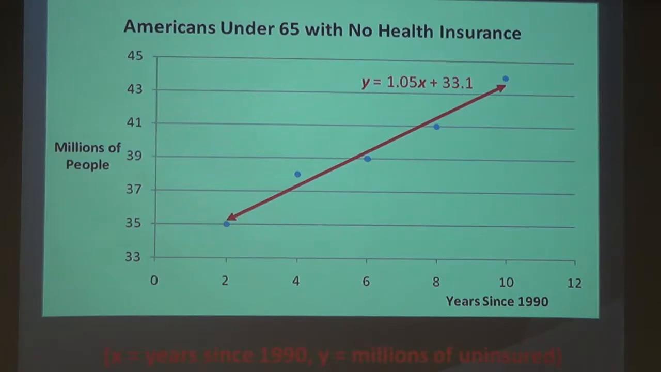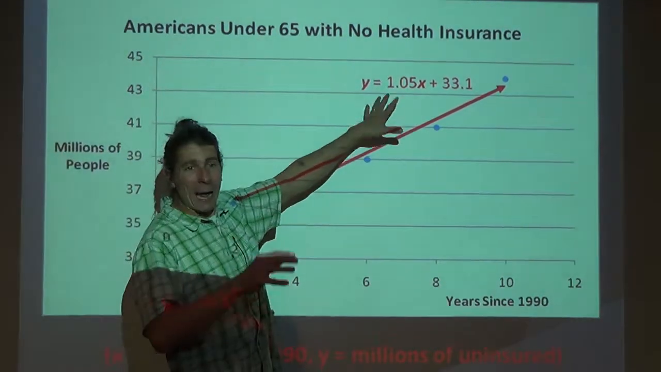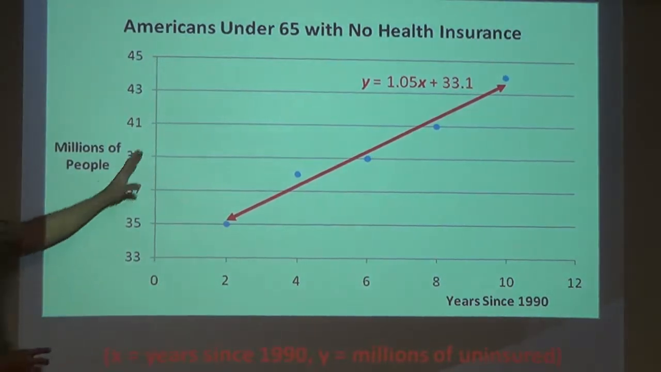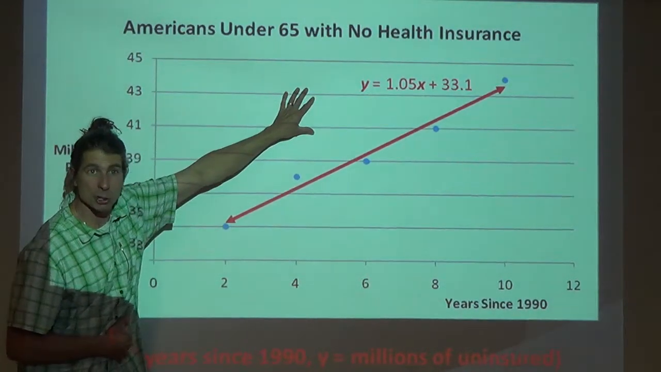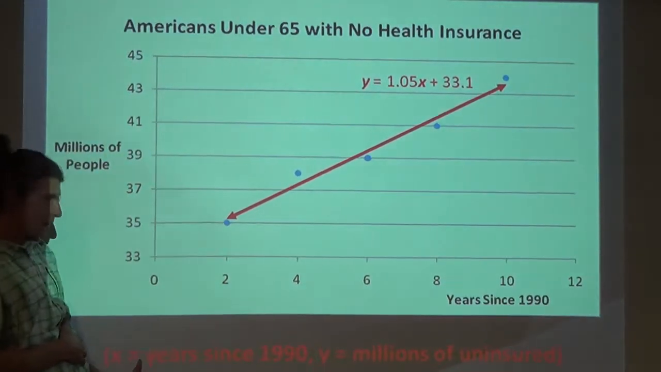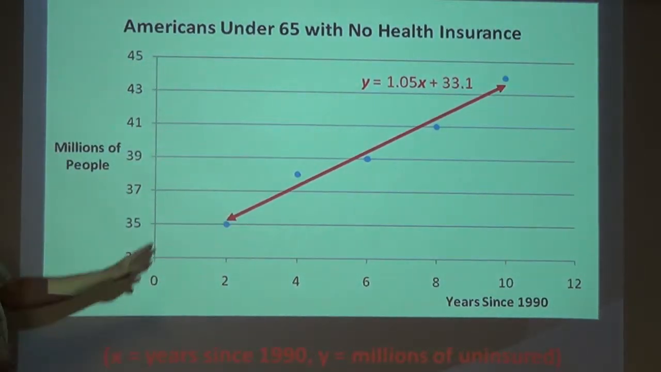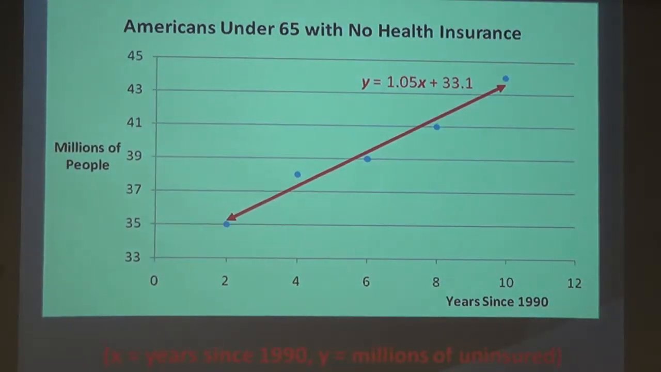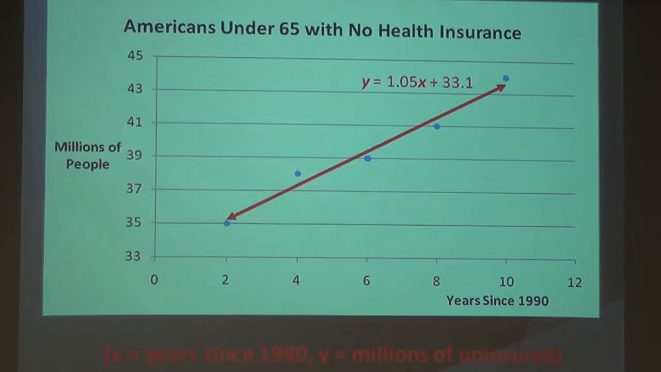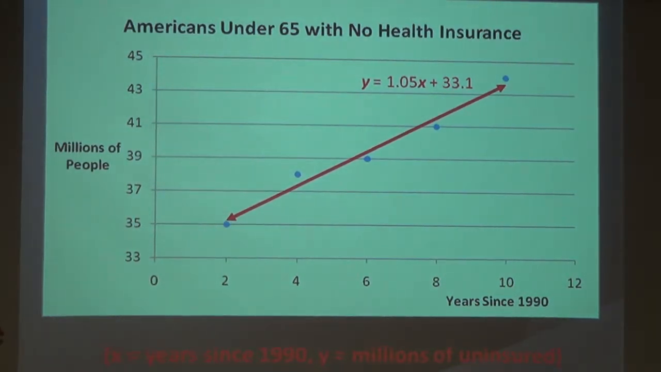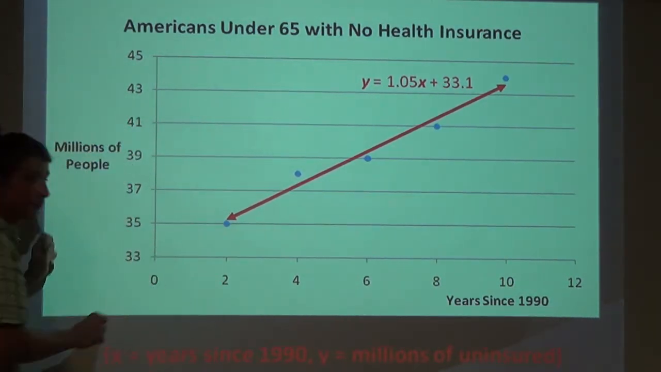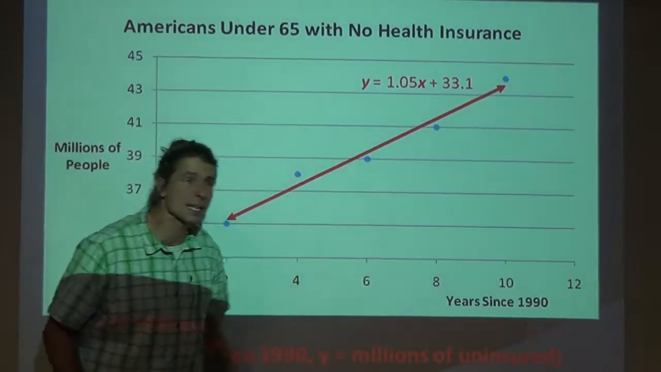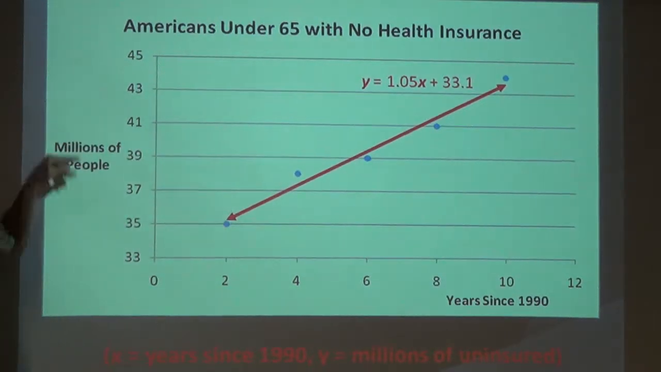But here's the deal. That is the best model. Now, I'm kind of a stickler about this too. When you give a model like this, you should always list what the variables stand for. If you just give somebody an equation, y equals 1.05x plus 33.1, that's a fantastic equation. The problem is, unless you know what x and y are, you've lost the meaning of what you're studying. If you have it on the graph like this, you're done, because the graph shows you x is years since 1990, and y is the millions of people.